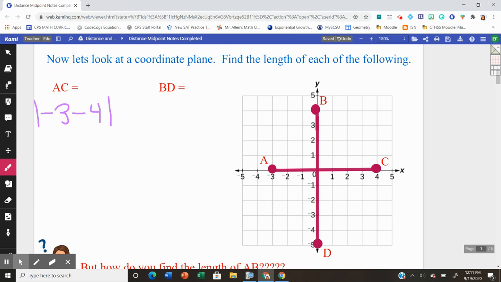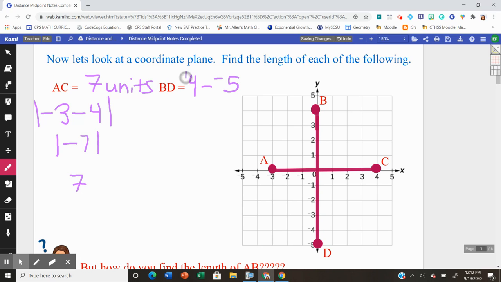So -3 minus 4 is -7. The absolute value of 7 is 7. So we can say the length of segment AC is 7 units. Let's do the same concept for BD. So we know, and it doesn't matter which one that you start with. So let's say if I start with B this time, that's a coordinate of 4. D is down at -5, so I'm going to subtract my -5.